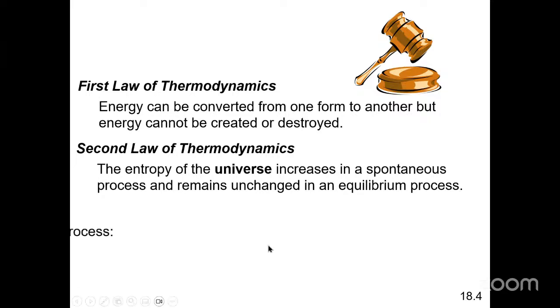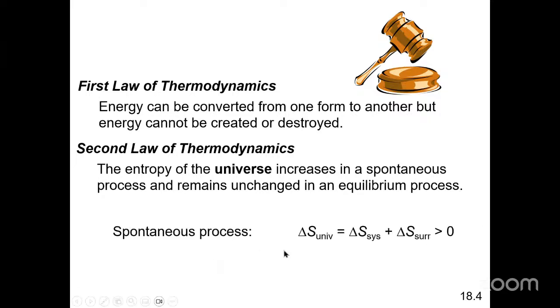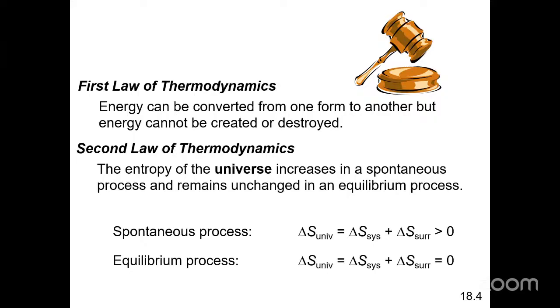So basically what they're saying here is that for a spontaneous process, the entropy of the universe will increase, will be greater than 0, right? Or the change in entropy of the universe will be greater than 0. The entropy of the universe is basically, simply put, the entropy change of the system plus the entropy change of the surroundings, right? So this is what happens in a spontaneous process. In an equilibrium process, it turns out that the entropy change of the universe would be equal to 0, right? So basically, there will be no change in entropy of the universe if the system is in a state of equilibrium. And that's basically what the second law of thermodynamics is saying.